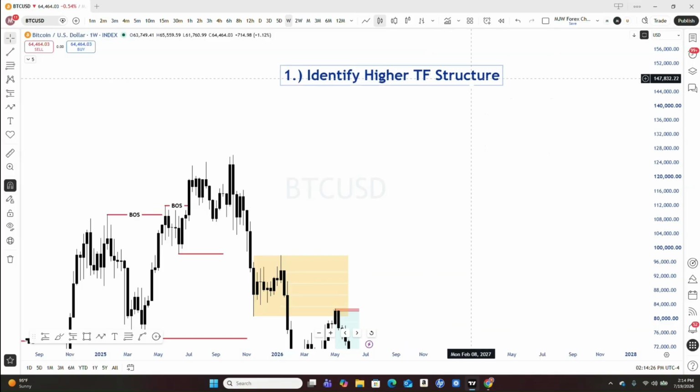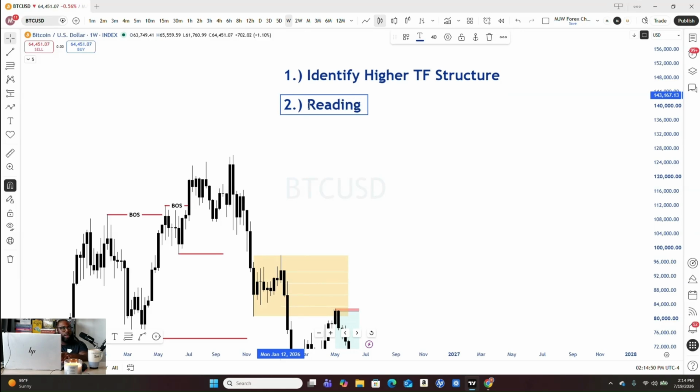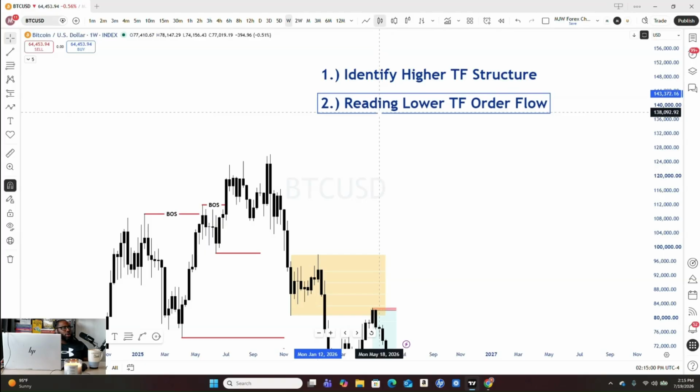Okay. Now, step number two, when it comes to catching your low risk, high reward, big risk to reward ratio trades, is reading lower time frame order flow. Okay. Now, what is lower time frame order flow?